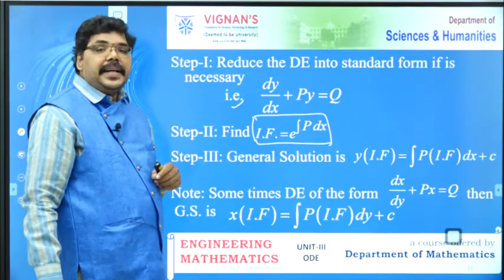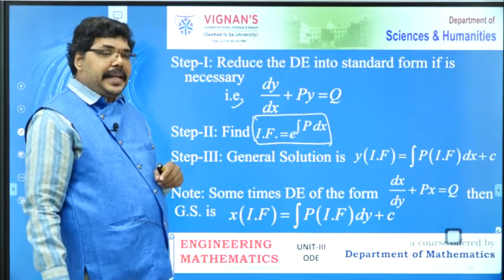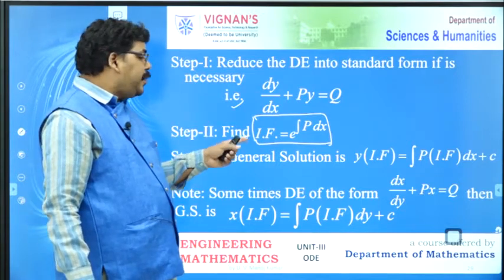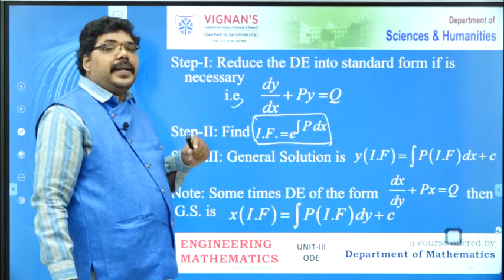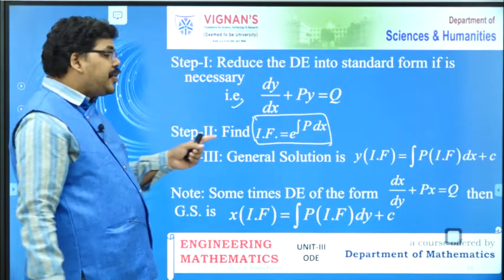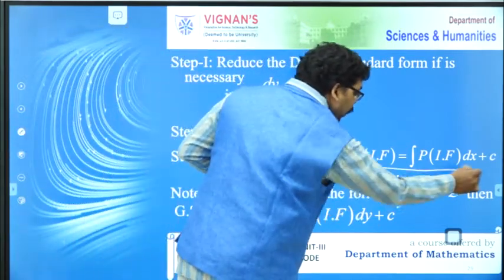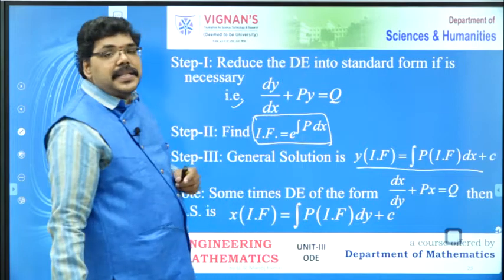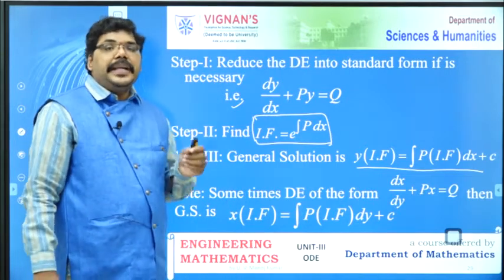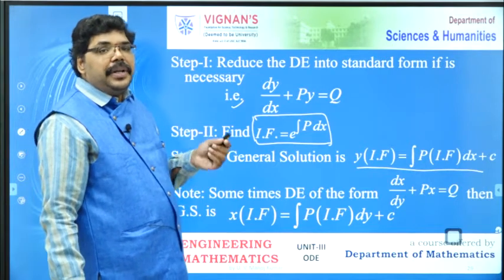What is integrating factor? Integrating factor equals e power integral p dx. In the second step, we find the integrating factor. After finding the integrating factor, the general solution is given with this formula. What is the general solution? y into integrating factor is equal to integral of q into integrating factor.